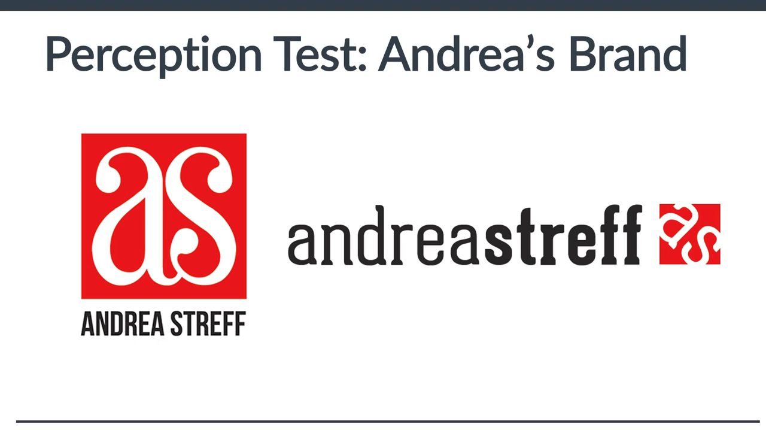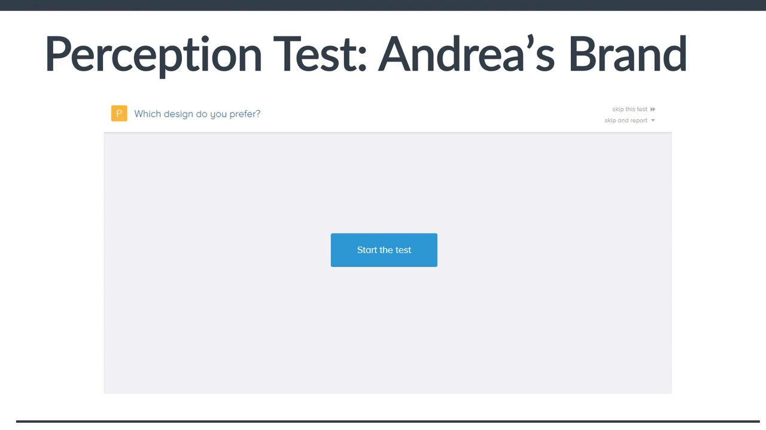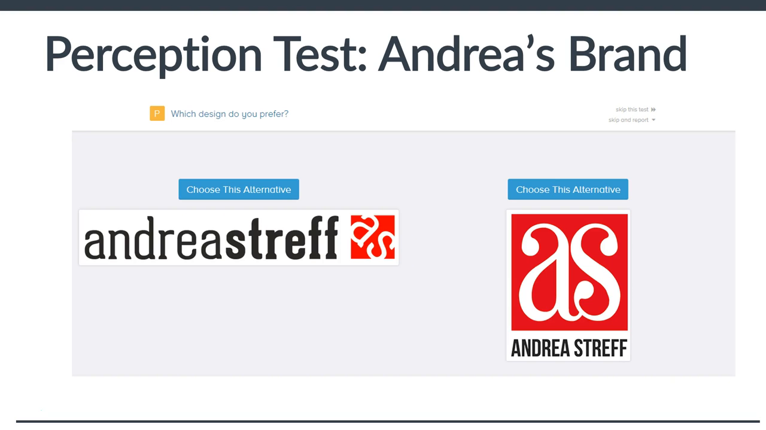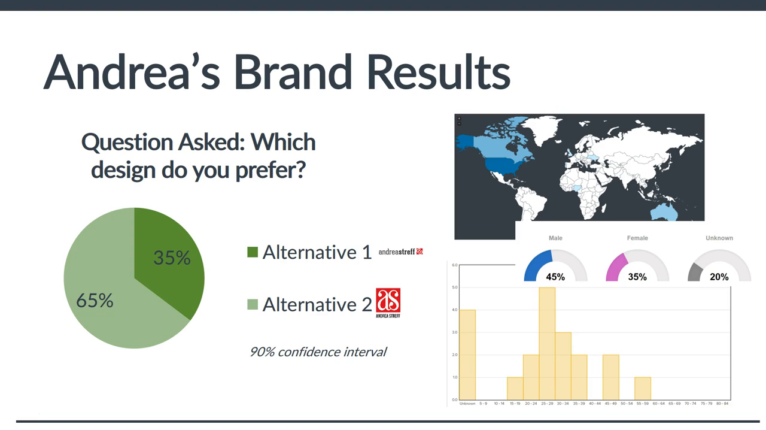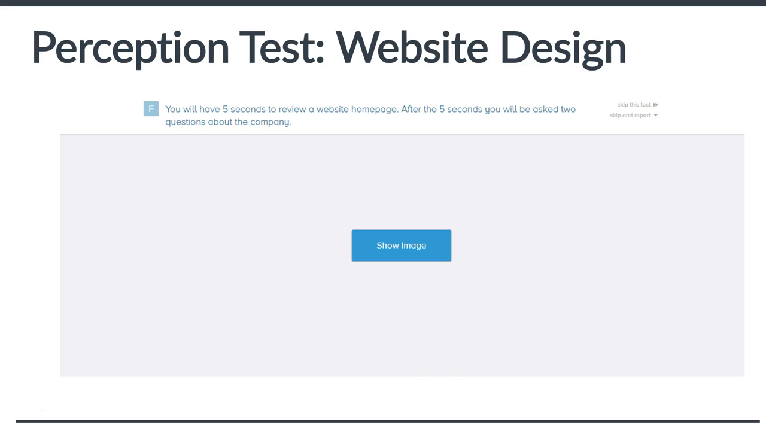In order to help me determine which design to select, I ran a perception test. The test in question was simple. I wanted to know which design testers preferred. After someone starts the test, they are presented with both designs and are able to select their favorite. The results: the second option is the clear winner, with 65% of users selecting that version. In addition to being able to see the results of the test, I'm also able to see demographic information about respondents like age, gender, and location. This demographic information can also be predetermined so that you can target your perception test to your target customers.